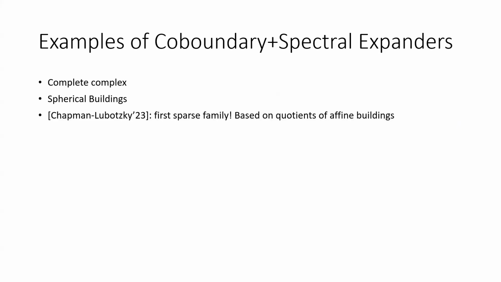And then very recently, Chapman and Lubotzky constructed the first sparse family of even just 2-dimensional complexes with triangles, which are both spectral and coboundary expanders. These are based on the quotients of affine buildings that Yotam talked about. So in fact, we don't know of other examples of sparse complexes which are both.